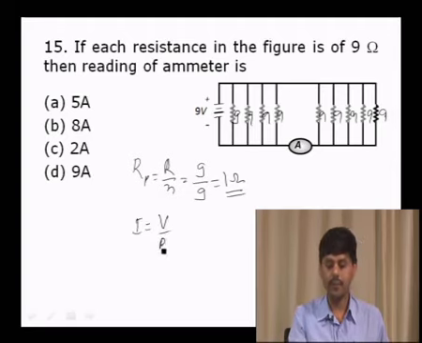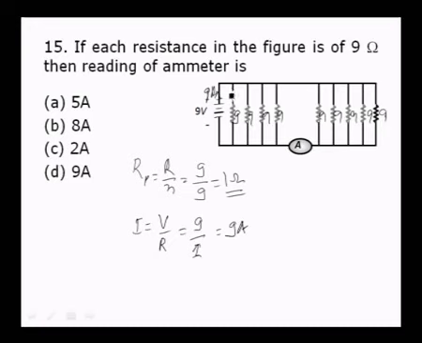9 ampere means 9 ampere of current flows in the circuit. Because of the identical resistors, current will divide equally. There are 9 resistors, so each resistor carries 1 ampere of current. This is 1 ampere, 2 ampere, 3 ampere, 4 ampere, 5 ampere. The 5 ampere of current is flowing in this circuit.